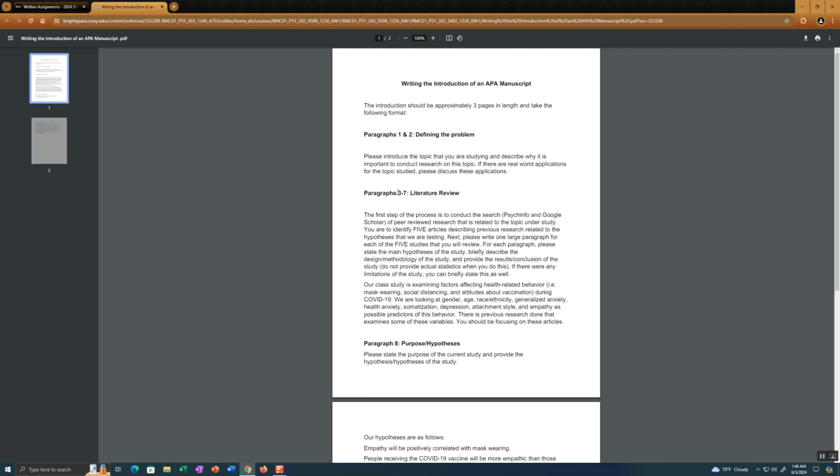So paragraph 3 is going to be the summary for article 1. Paragraph 4 is going to be a summary for article 2. Paragraph 5 is going to be a summary for article 3. Paragraph 6 is going to be the summary for article 4, hypothesis 4, article 4. Paragraph 7 is going to be a summary of hypothesis 5, article 5. So your 5 articles correspond to paragraphs 3, 4, 5, 6, and 7.